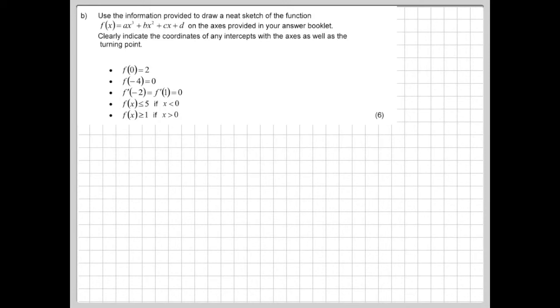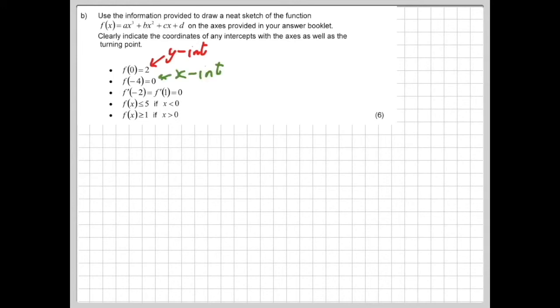The reason why I'm choosing this specific question is not that you would not have seen a similar one, but this one has got an interesting sting in the tail. But let's go and analyze what we've got before we actually attempt to draw it. So first of all, what we've got is that f of naught is 2, which means that is a y-intercept. Secondly, they tell me that f of negative 4 is 0. That means that's an x-intercept because y is 0.